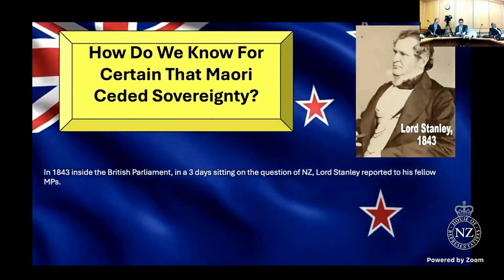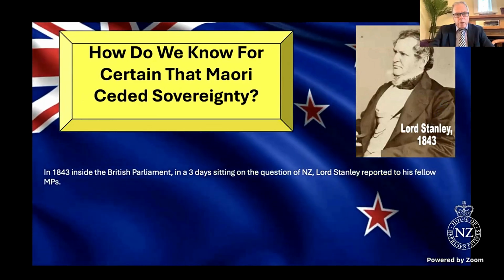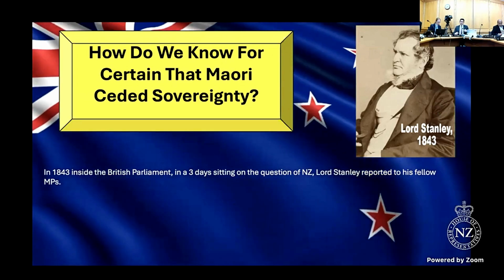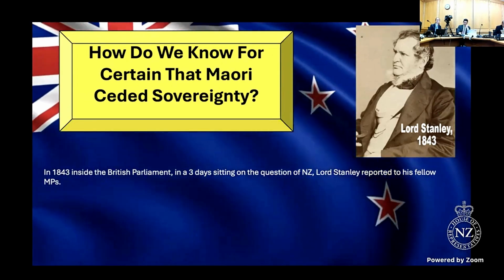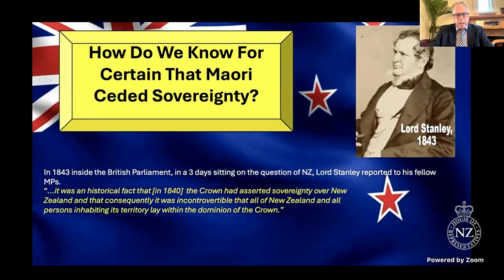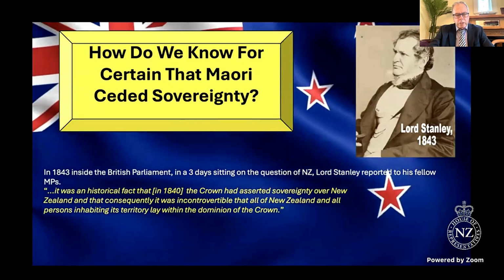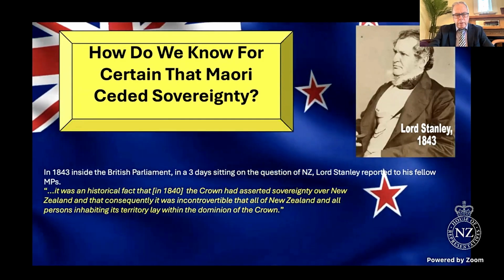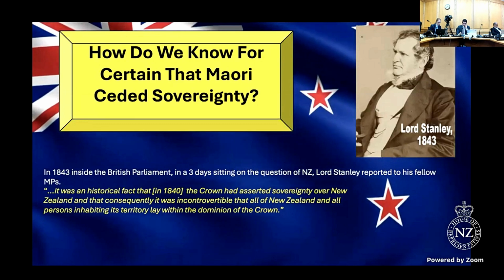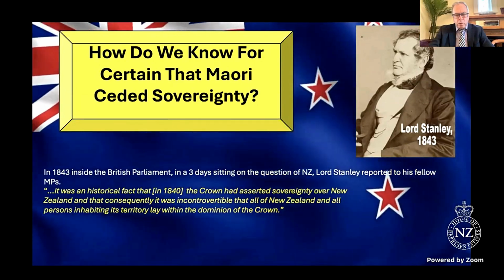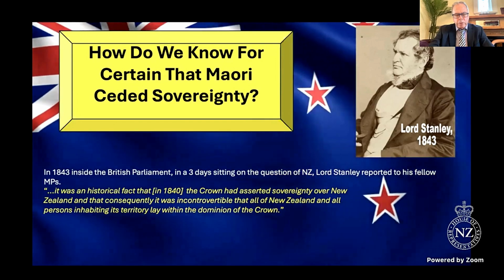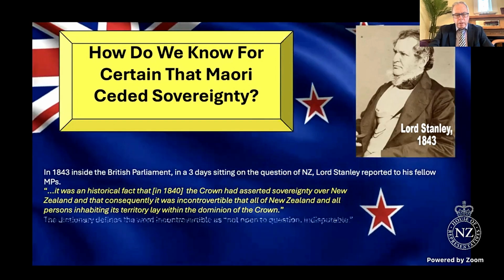In 1843, so the question is, how do we know for certain that Maori ceded sovereignty? Well, in 1843, inside the British Parliament, in a 3-day sitting on the question of New Zealand, Lord Stanley reported to his MPs. He said, quote, "It was a historical fact that in 1840 the Crown had asserted sovereignty over New Zealand. Consequently, it was incontrovertible," that's a key word, "that all of New Zealand and all persons inhabiting its territory lay within the dominion of the Crown," unquote.